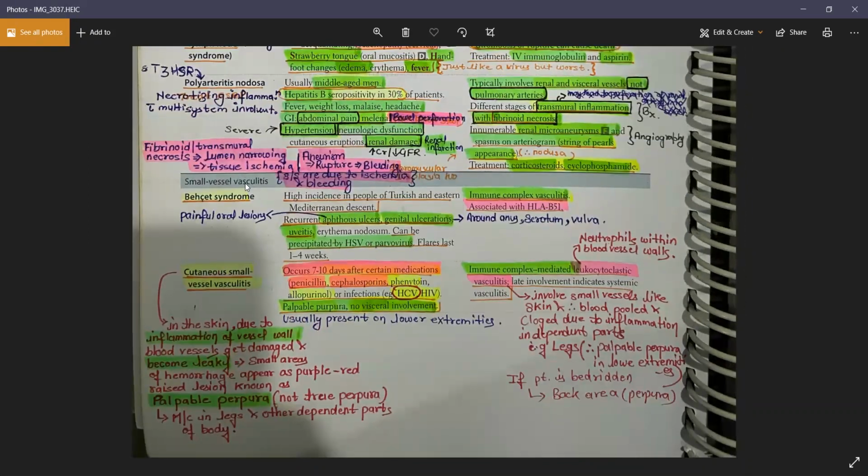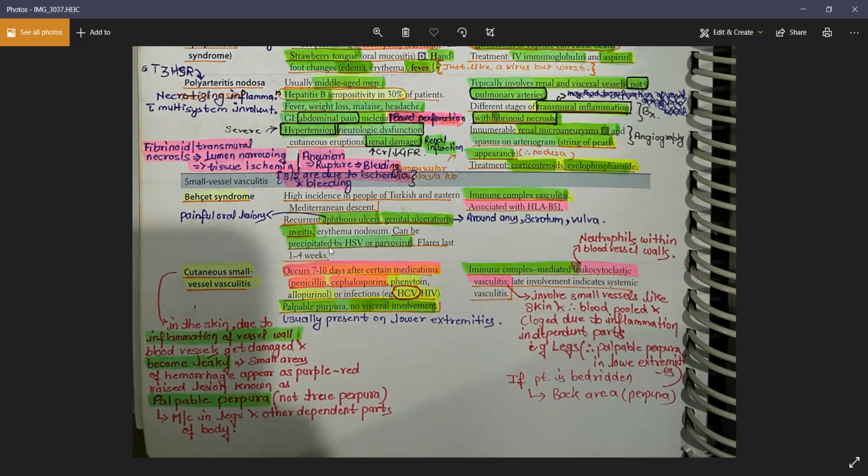Then comes small vessel vasculitis. Okay, first is the Behcet syndrome, which is a triad of the aphthous ulcers, which are the painful oral lesions, then the genital ulcers, and the third thing is the uveitis. Very important. Whenever you get a triad of aphthous ulcers, genital ulcers, which are around the anus, scrotum, or vulva, and the uveitis, okay, you will have Behcet syndrome.